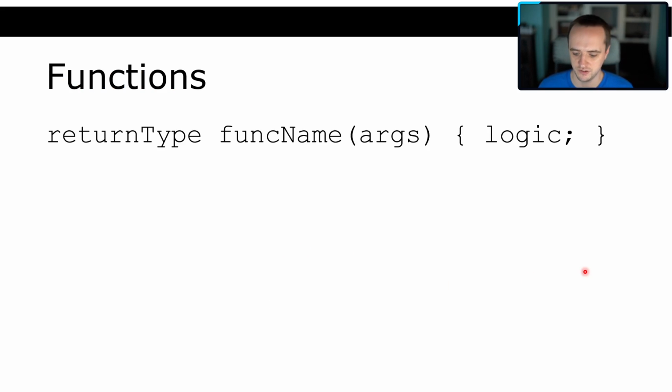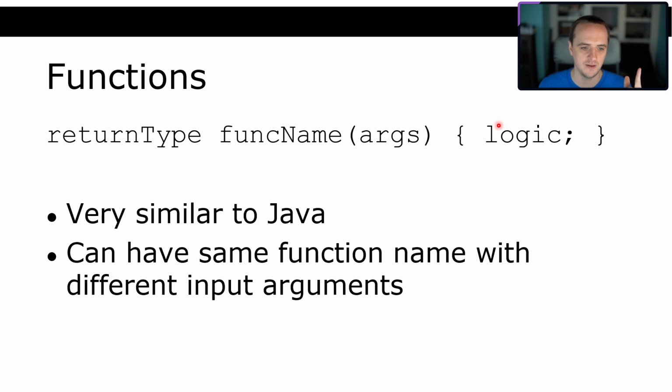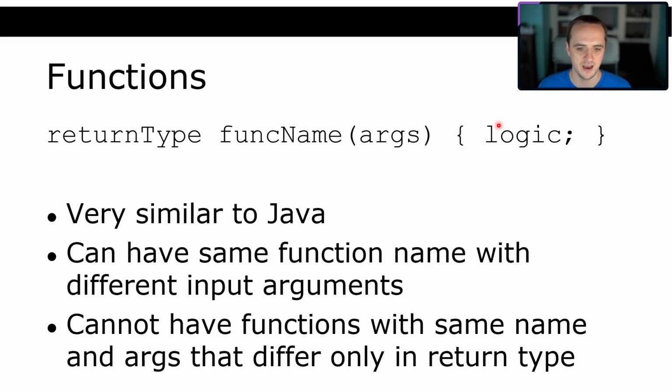Functions are very, very similar to Java. We've got a return type, a function name, an argument list with types, and also the logic. We can have the same function name with different input arguments, but you can't have functions with the same name and arguments that differ only in the return type, okay? So that means that I can have two functions with the same name as long as their arguments are different. But I can't have two functions with the same name and arguments that only differ by return type. That's just specific to the language.